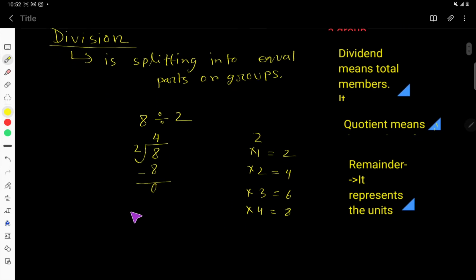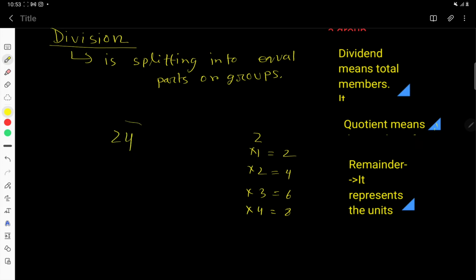So let us represent this. You look, you have 8 friends, 1 2 3 4 5 6 7 8 friends. This divisor means you have to make groups whose members will be 2. So one group you can make, 2 groups, 3 groups, 4 groups, right? So you can make a total of 4 groups if you have 8 members. So let us take another example so that you can have confidence.